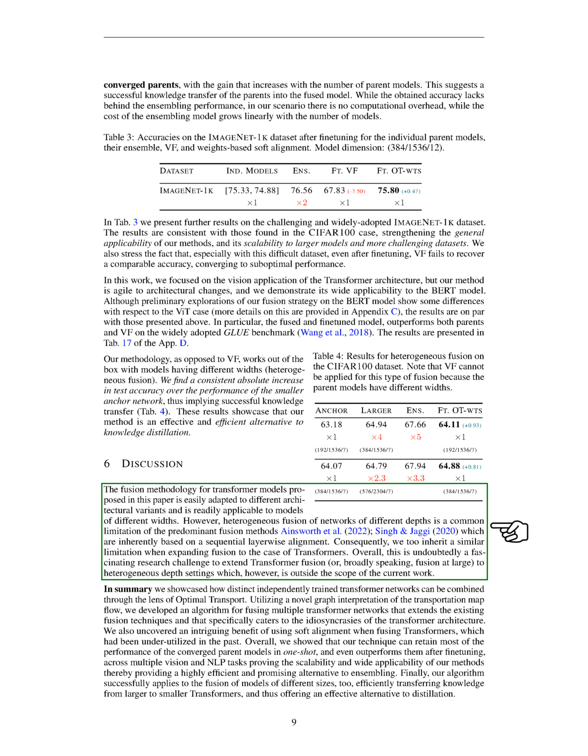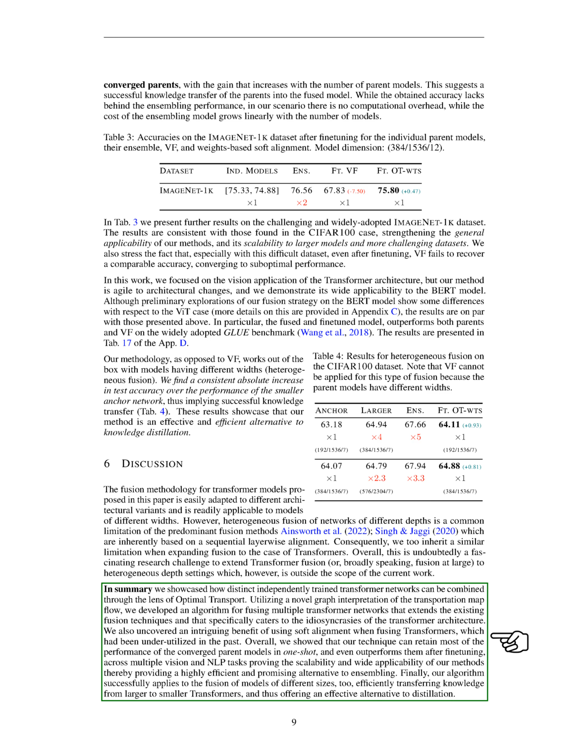Our fusion methodology for transformer models can be easily adapted to different architectural variants and applied to models of different sizes. However, like most fusion methods, we also face limitations when it comes to combining networks of different depths. This is a common challenge due to the sequential layer-wise alignment inherent in most fusion methods. Despite this limitation, we believe it's an exciting research challenge to extend transformer fusion to networks of varying depths.